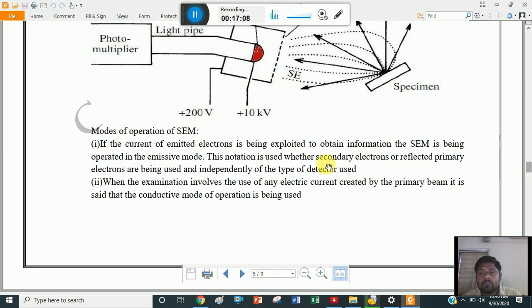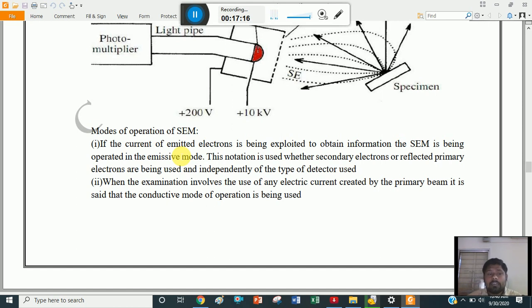Okay, the second portion is the modes of operation of SEM. In that topic I gave you the title instrumentation and interaction, but in a theory portion I cover all the topics. That means if the question is asked like write a brief discussion on scanning electron microscopy, then that is also not a part of instrumentation or interaction, but when the question asks to write a brief discussion on SEM, then this point is also written in the answer for 6 marks.